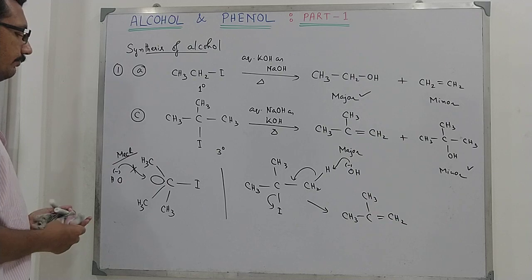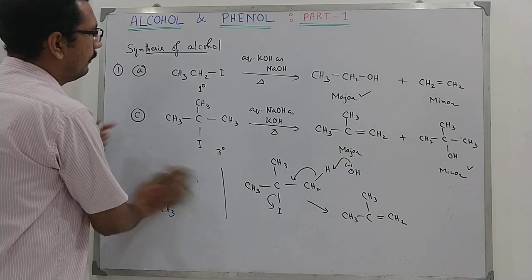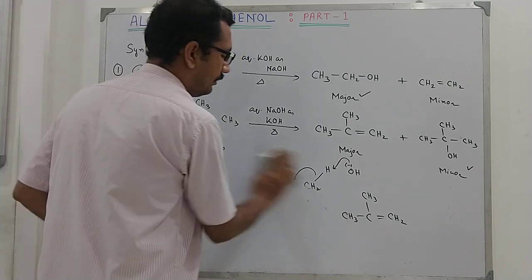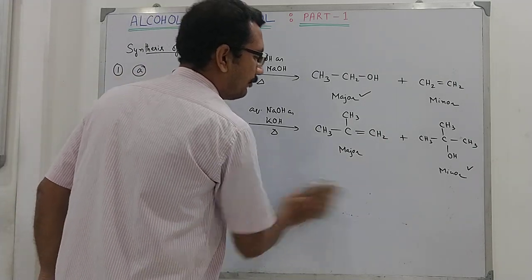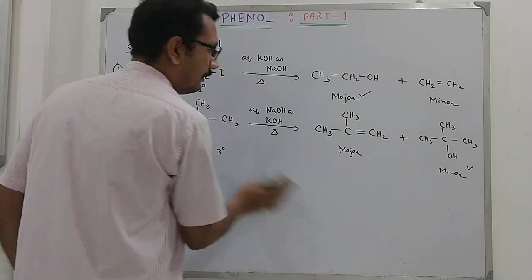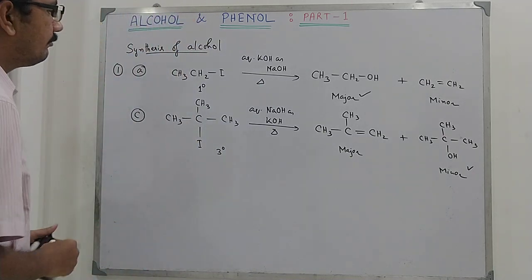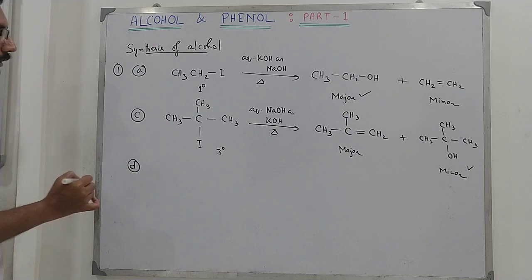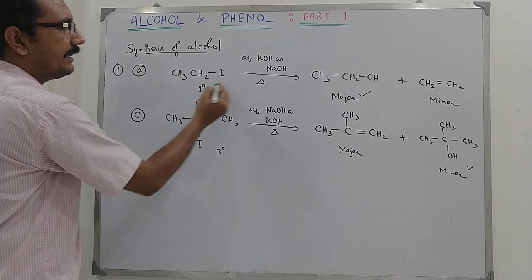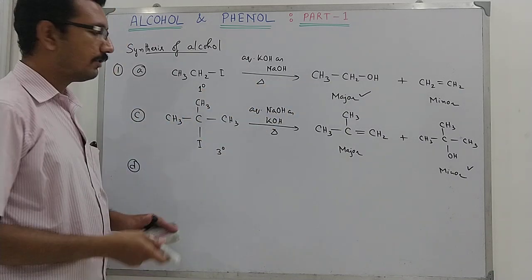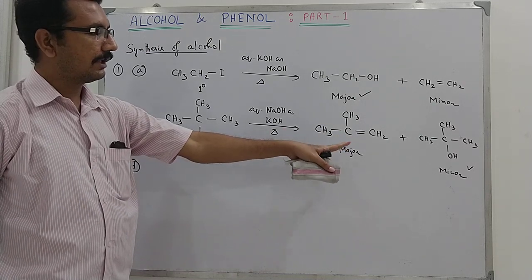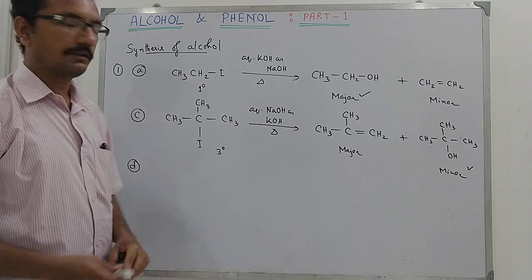So to have alcohol, we must start with 1 degree alkyl halide and not with 3 degree. Now one should feel the problem: what will happen if we start with 2 degree? 1 degree gives alcohol as the major product and 3 degree gives alcohol as the minor product and this alkene as the major product.